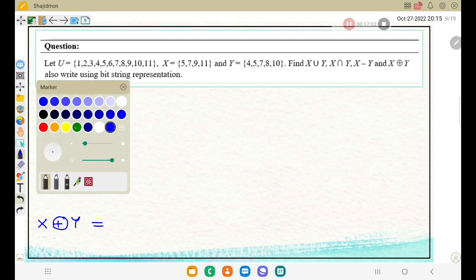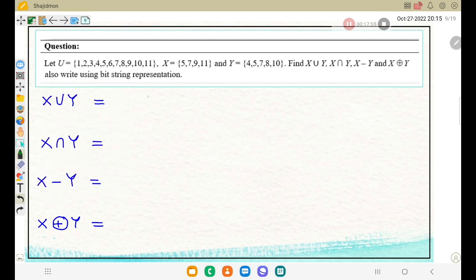Okay, so let me start the question. First, X union Y. Union means all the numbers, correct? Either in X or in Y. Union means or. So X and Y sets, all elements together, right? Not repeating the elements, but all the elements we are writing. So for example, X and Y, what are the numbers? 4 is there, correct?